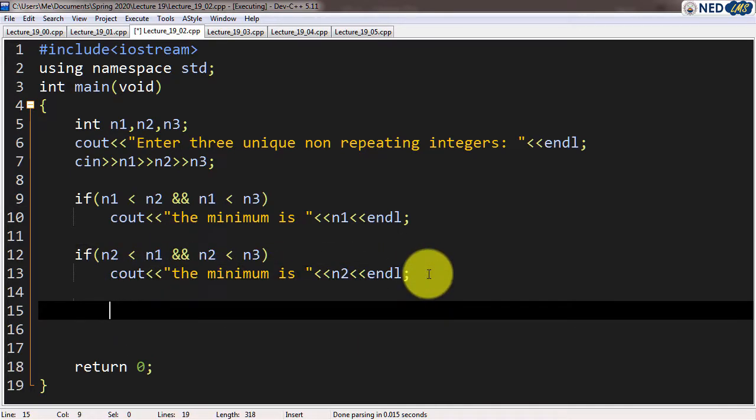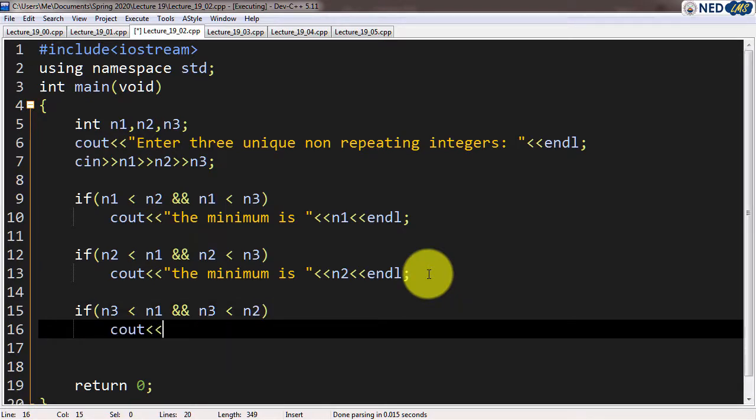And finally I can write the compound condition. If n3 is the smallest of the three numbers, so if n3 is less than n1, and at the same time n3 is less than n2, so that means I should cout that the minimum is n3. So let's run this thing.